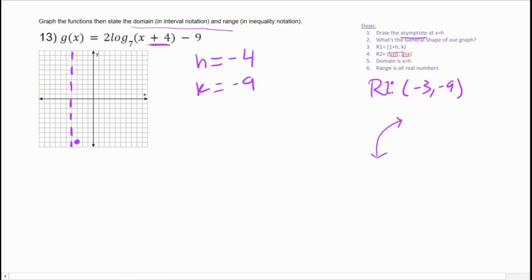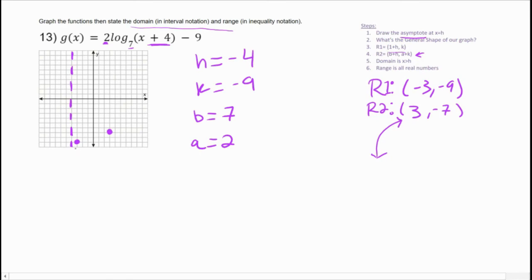My next point is going to be reference point 2, which is b plus h for my x value, and then my y value is a plus k. So my b value here is 7, and my a value here is 2. Again, I'm just getting that from the equation. And so b, 7, plus h, which is -4, is just 3. And a, which is 2, plus k, which is -9, is just -7. So then I can plot that: 1, 2, 3, I go down to 7 here.